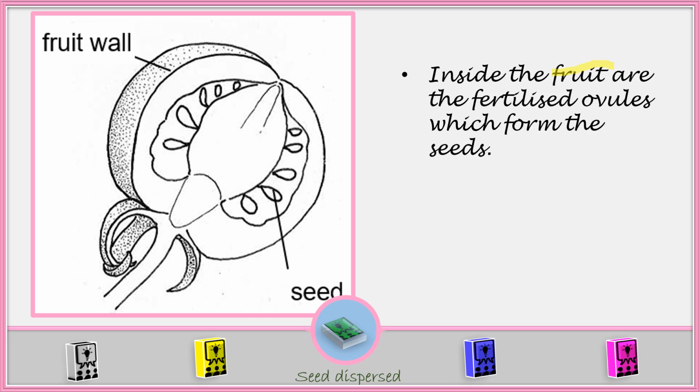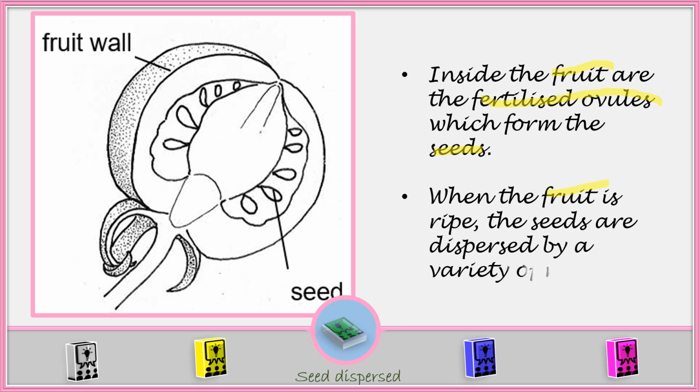Inside the fruits are fertilized ovules, which form seeds. So we have here inside the fruit, we can see that the ovules have now turned into seeds. And the ovary wall now has turned into the fruit wall.